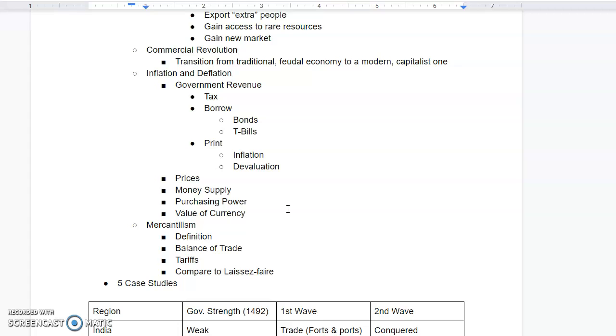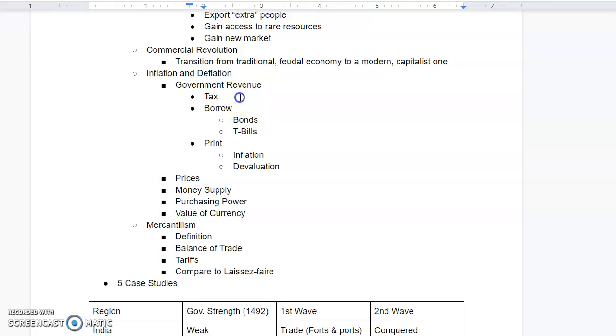Next, on the topic of inflation and deflation. Before we explain what that is, I want to talk quickly about, again, the three ways a government can raise money. A government can build revenue three ways. They can tax it. They demand the people pay a tax. They can borrow it. In modern parlance, we call this bonds or T-bills. This is a main way.